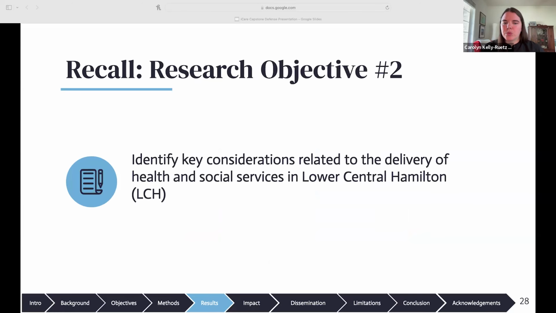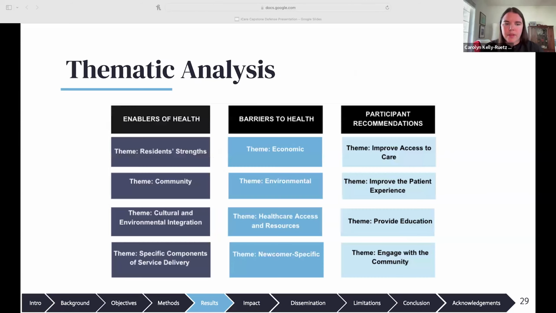Next, we'll call back our second research objective, which was to identify key considerations related to the delivery of health and social services in Lower Central Hamilton. The results of thematic analysis of both resident and provider interview transcripts were organized into 3 categories: enablers of health, barriers to health, and participant recommendations.